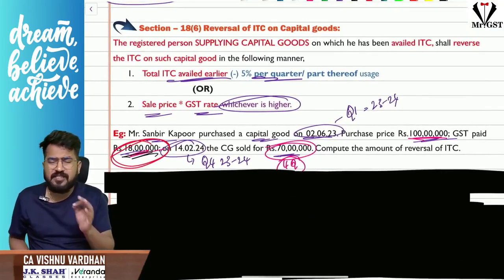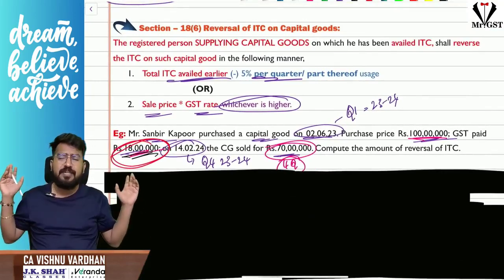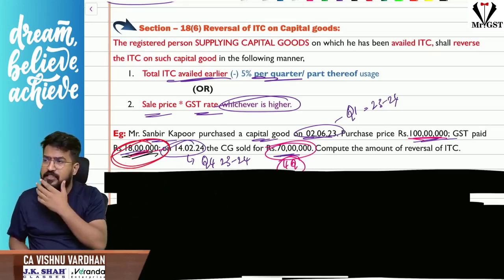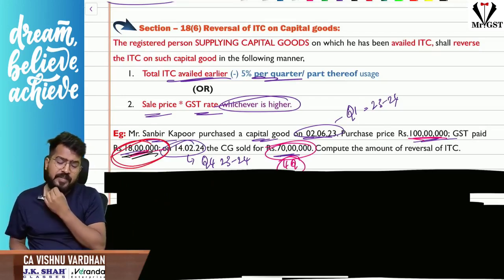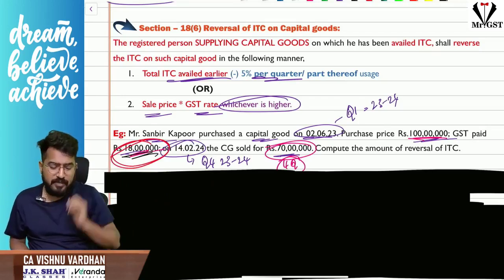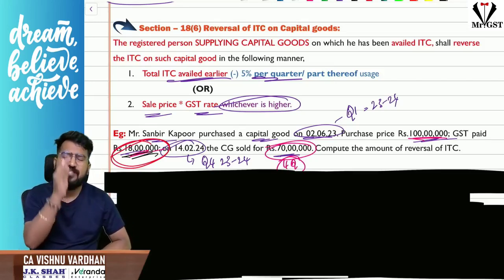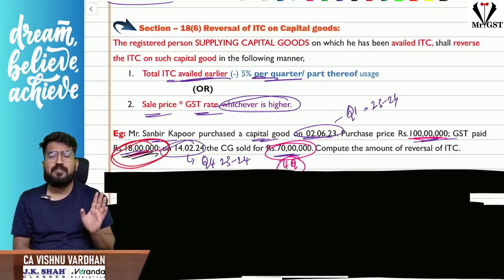18 subsection 6 is nothing but, if you have availed ITC on any capital goods and that capital goods is being sold, that capital goods is being supplied, in such cases what will be the reversal of ITC? Simple, sir. The law says, exactly ditto what we did in 18 subsection 1. There, total GST paid minus 5% per quarter or part thereof.